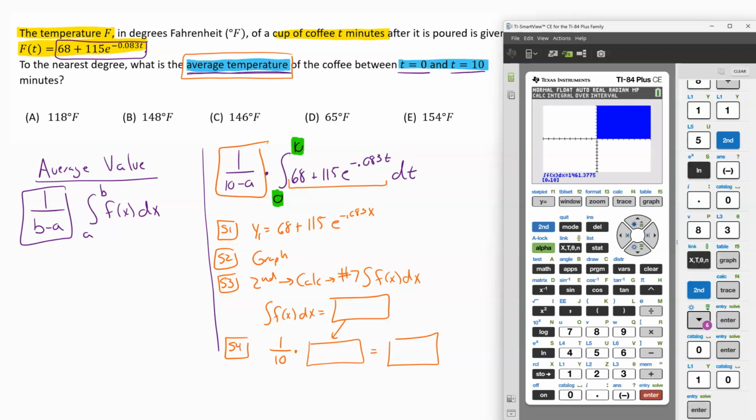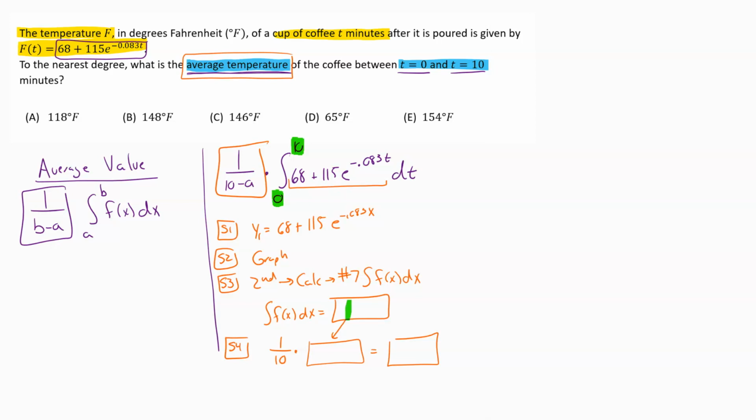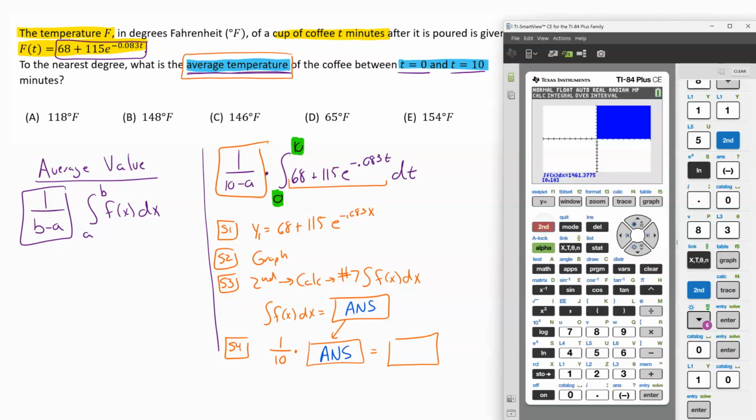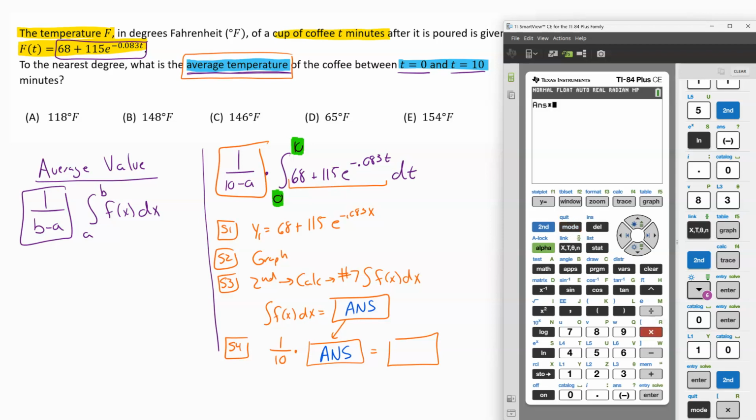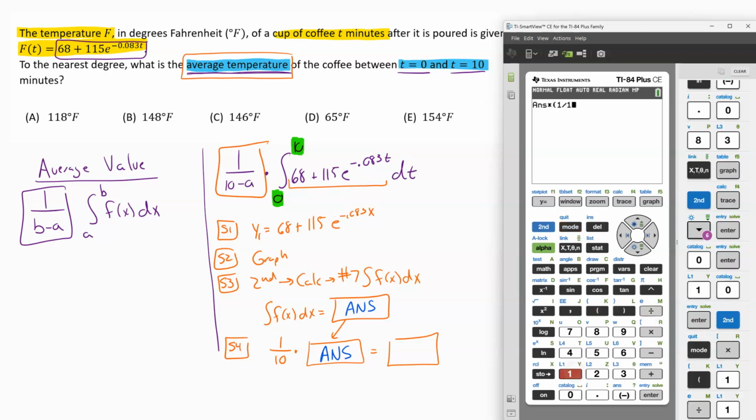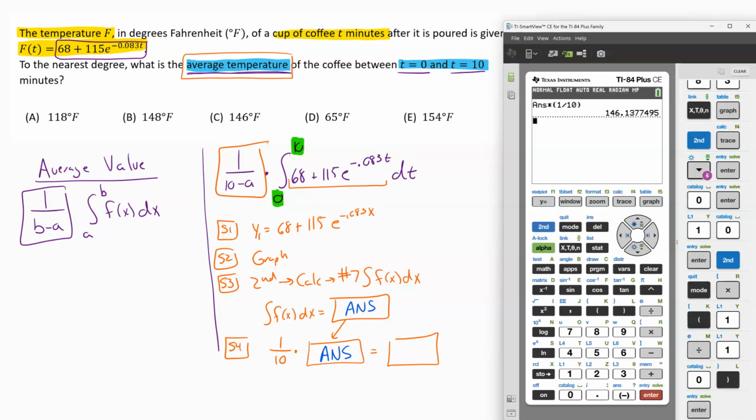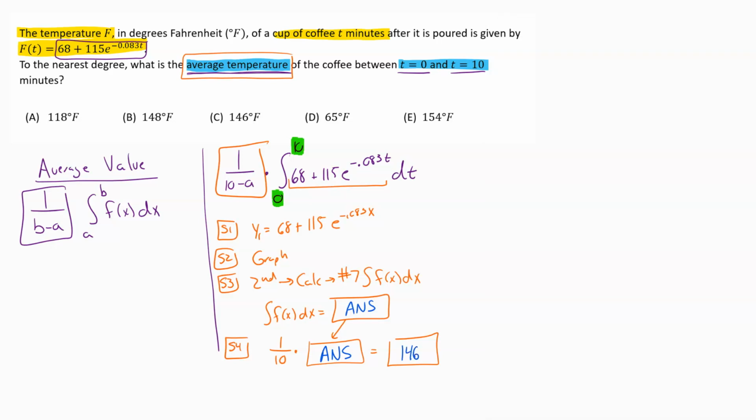It shades it in, and then at the bottom of the screen, you can see that it says the integral of f of x dx equals 1,461.3775. That's my integral. That's the answer that goes right here. And this is my answer that is stored in my calculator right now. And so what I can do is now just go back out onto the home screen, and my answer that's stored is that integral. So I hit the multiply button, and I want to multiply that answer by 1/10. And it wanted it rounded to the nearest degree. So this would be 146 degrees. So our answer on this would be 146 degrees, which would have been option C.